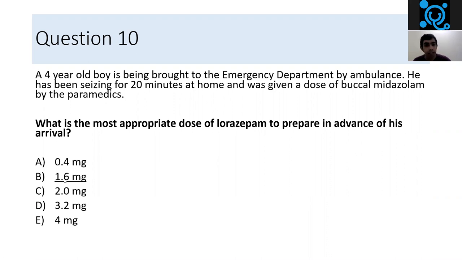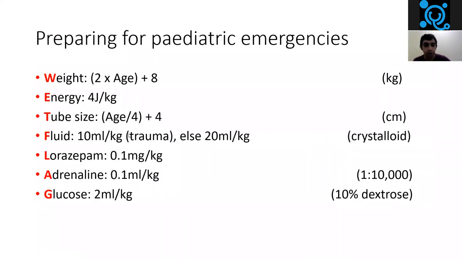Okay, so the way we get this answer is we use the WETFLAG protocol. This is when you prepare for a pediatric emergency coming in. It all starts off with knowing their weight, so you need to know their age. If you don't know their age, you'll probably get someone giving you an estimate over the phone, or if they find a child unaccompanied, they might give you an estimate. Once you have that, you can start preparing everything else for the main emergency scenarios.